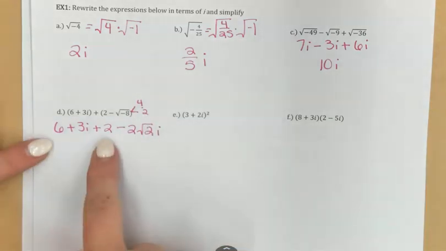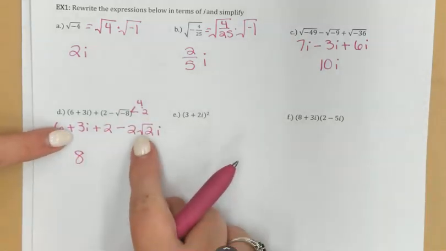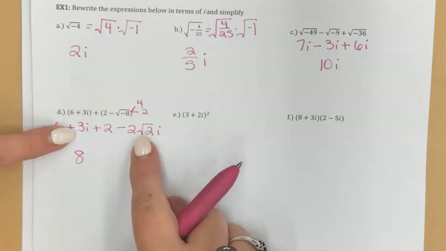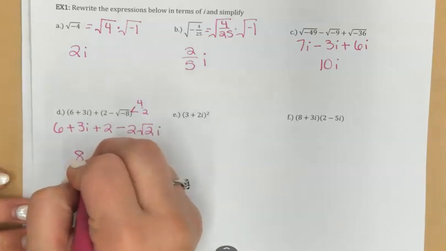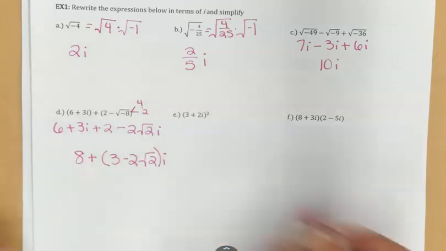So looking here, 6 and 2 are my real numbers. Those go in front. That gives me 8. And then 3i and -2 square root of 2i, these coefficients don't match, so I can't combine them as is. So I'm going to leave them as 3 minus 2 square root of 2 and leave the i on the outside.